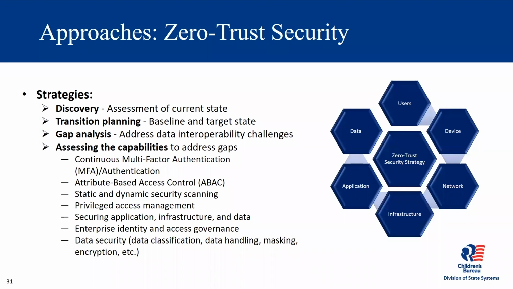And analyze the gaps to address any data interoperability challenges that they would come across. And develop a continuous authentication or continuous multi-factor authentication model, and also evaluate if attribute-based access control or any other form of access control would work for their agency and applications. And use static and dynamic security scanning, and of course, implement enterprise-level identity and access governance with more emphasis on data security and handling, and on adding business value to it.